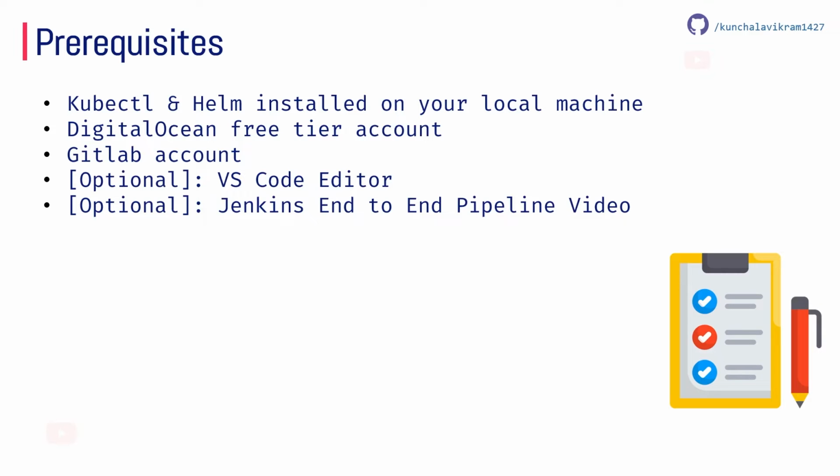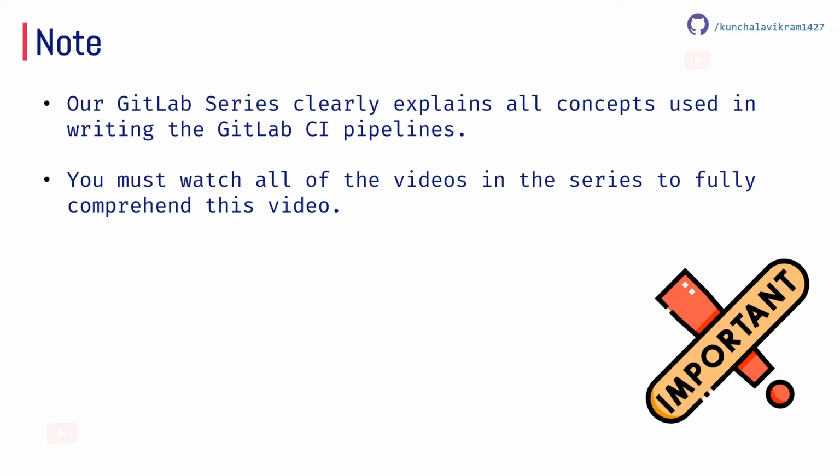And if you want to understand these end-to-end pipelines much better, you can refer to our Jenkins end-to-end pipeline video. In fact, we had taken those pipelines and we have modified them according to the GitLab CI platform. So you'll see some similarities between Jenkins and GitLab end-to-end pipelines. And whatever concepts that we are going to cover in this series are already covered in our GitLab series.